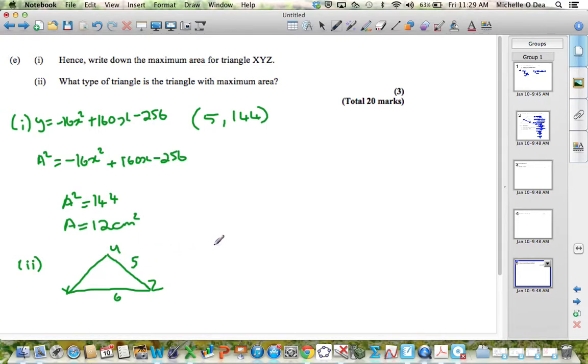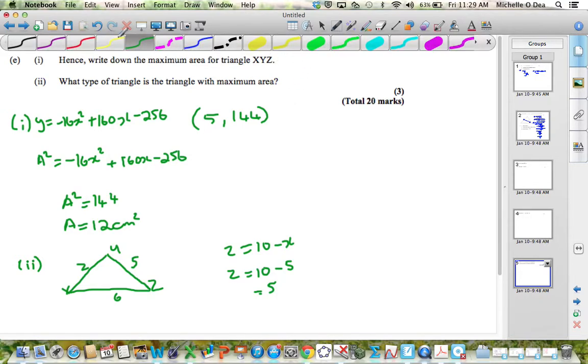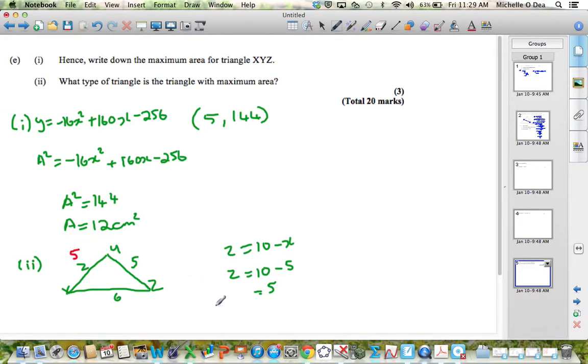You know from part B, part 1, that Z, because this is Z over here, Z is equal to 10 minus x. But now we know what x is. We have a value for x. So it's 10 minus 5. So Z equals 5. So this is actually 5, which then easily tells us that it must be an isosceles triangle.